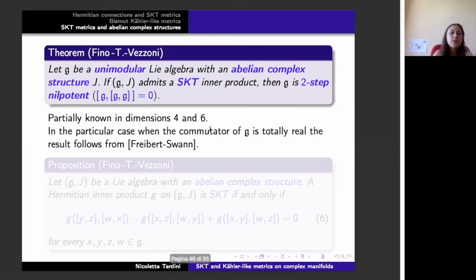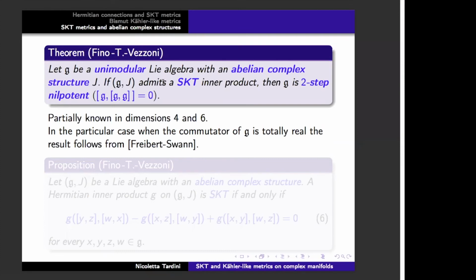All right, and also let me say that this result, under the additional assumption that the commutator of G is totally real, follows from a recent paper by Freibert and Swann, because they study, in general, two-step solvable Lie algebras. In particular, if you have an abelian complex structure, you are in this case. And they study the SKT condition there with some additional assumptions. But they use different techniques. So with this assumption, you can find this result in their paper.